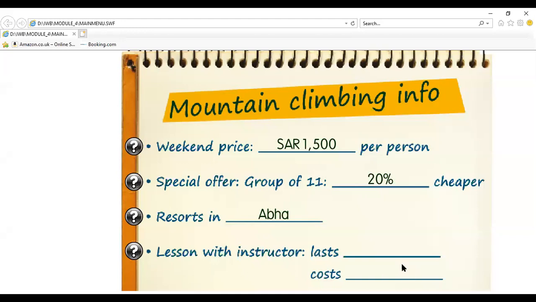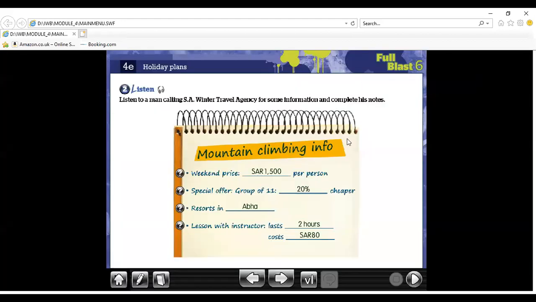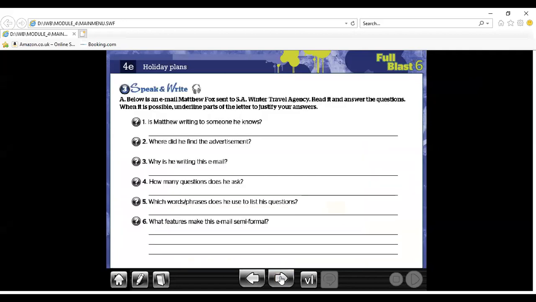Okay. Do they have lessons? Training? Yes, 2 hours training first. Cost the price. What is the price of training? 80 Saudi Riyal. Right? Check your answers, please. Now we move to the second activity.